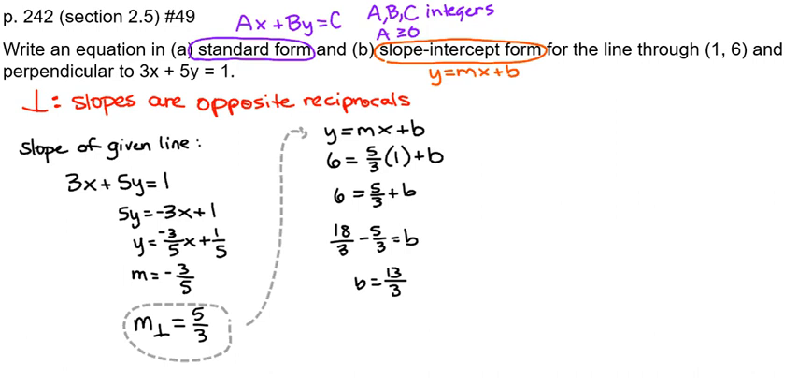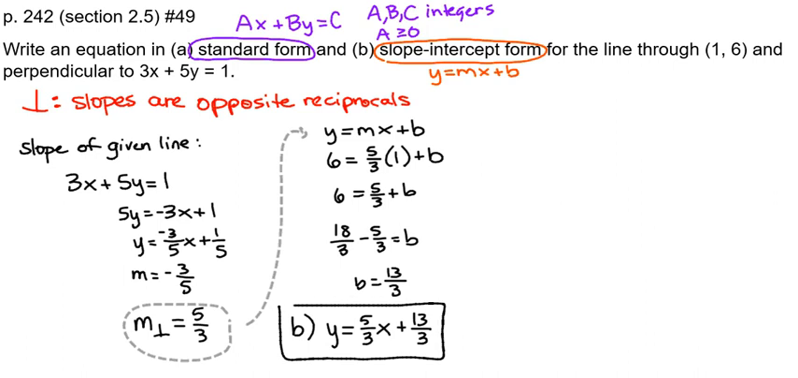We can substitute that back into our slope-intercept form and substitute the slope back in. And we have y equals 5/3 x plus 13/3. That's slope-intercept form of our answer, so that is the answer to part B of the problem. It's okay if you do part B before you do part A. Now let's go back and finish by finding the standard form of the equation.